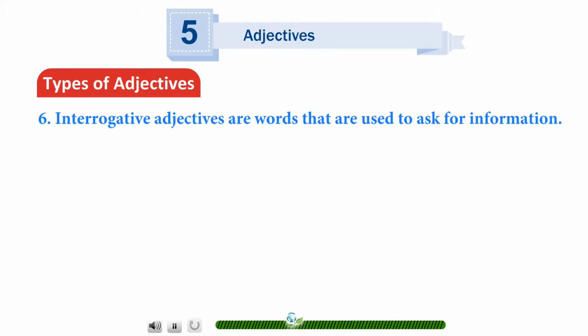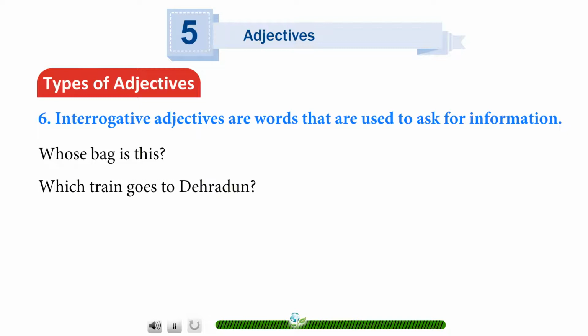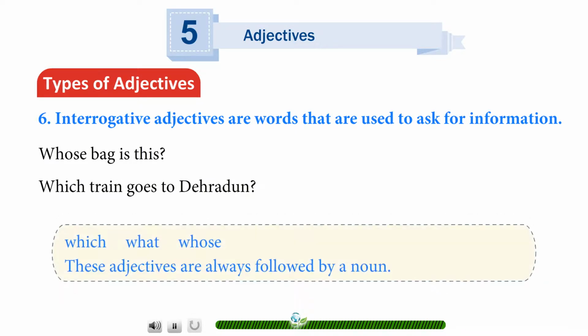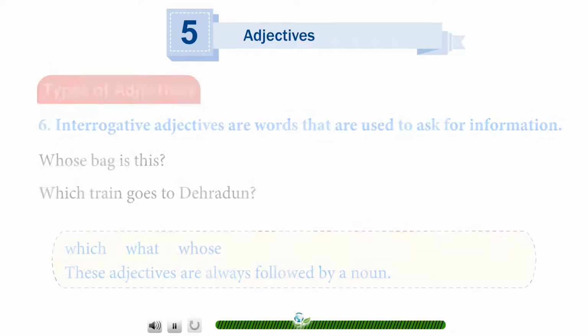Interrogative adjectives are words that are used to ask for information. Whose bag is this? Which train goes to Dehradun? Which, what, whose. These adjectives are always followed by a noun.